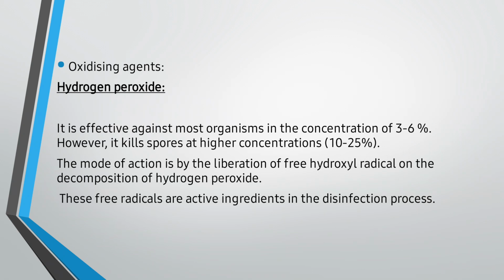Hydrogen peroxide. It is effective against most organisms in the concentration of 3 to 6%. It kills spores at higher concentration, that is 10 to 25%. The mode of action is by liberation of free hydroxyl radicals from the decomposition of hydrogen peroxide. These free radicals are the active ingredients in the disinfection process.